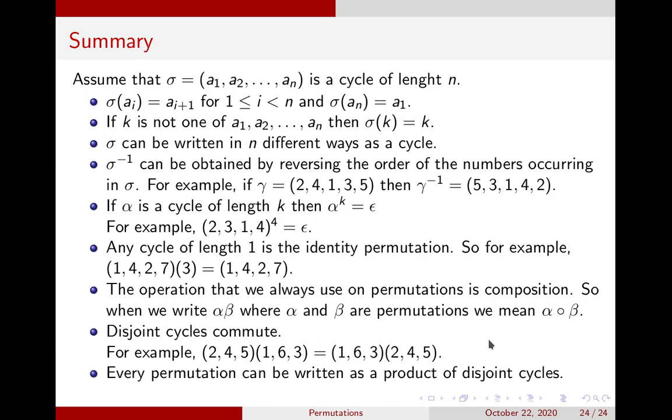We know that every permutation can be written as a product of disjoint cycles. Here's an example. If you multiply the two cycles (1 4 5 3) times (2 4 6 3), these are non-disjoint cycles, you can write the product as the product of these two disjoint cycles, (1 4 6)(2 5 3), which I will also leave for you to verify.